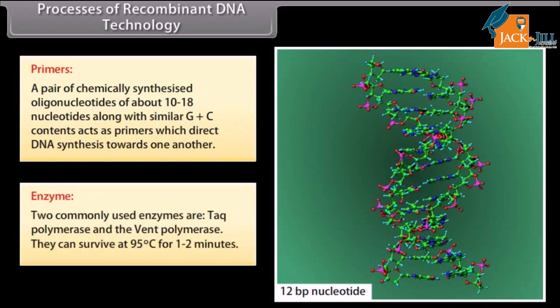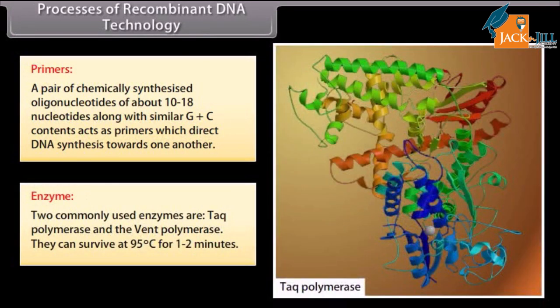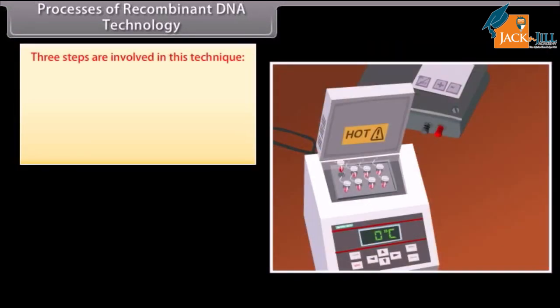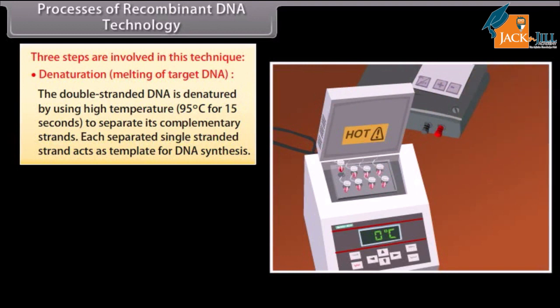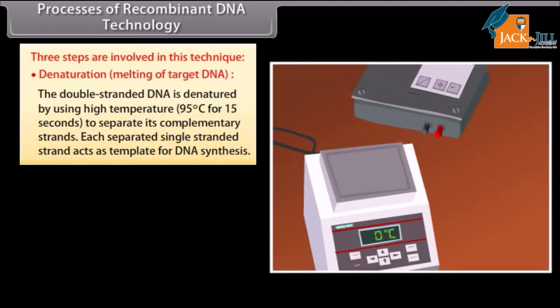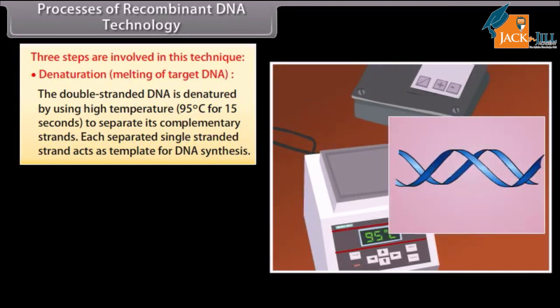Enzyme. Two commonly used enzymes are Taq polymerase and the Vent polymerase. They can survive at 95 degrees Celsius for 1 to 2 minutes. 3 steps are involved in this technique. Denaturation, melting of target DNA. The double-stranded DNA is denatured by using high temperature, 95 degrees Celsius for 15 seconds to separate its complementary strands. Each separated single-stranded strand acts as template for DNA synthesis.